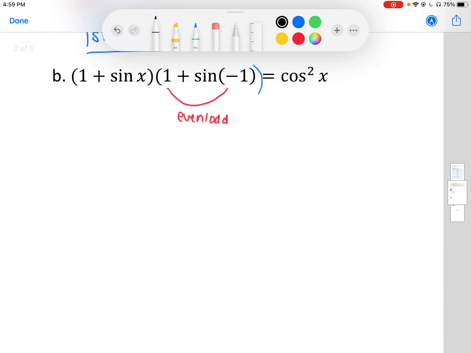So that we have 1 plus sine of x. I have 1 plus, and we can move that negative to the front, so it would actually be 1 minus sine of x. Okay, well, I don't know what to do here, but they're differences of squares, so I can multiply them out. We have a plus and a minus, they're conjugates, so this is 1 squared minus sine squared x.